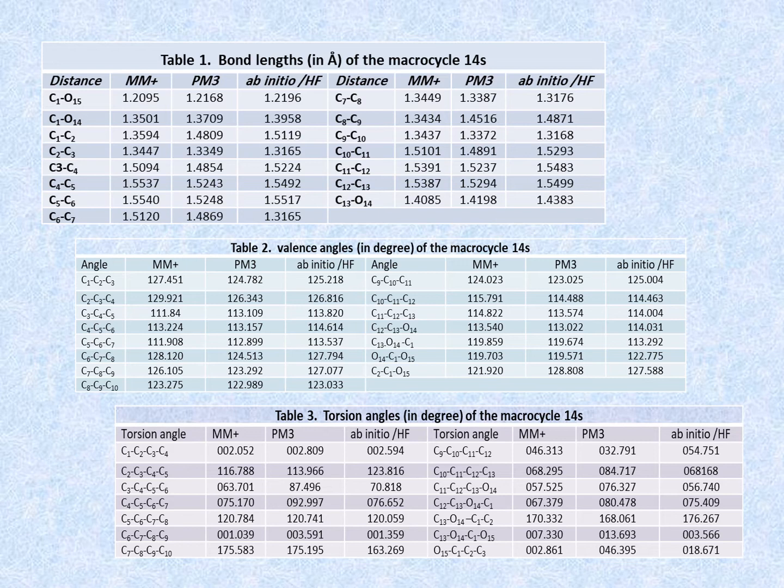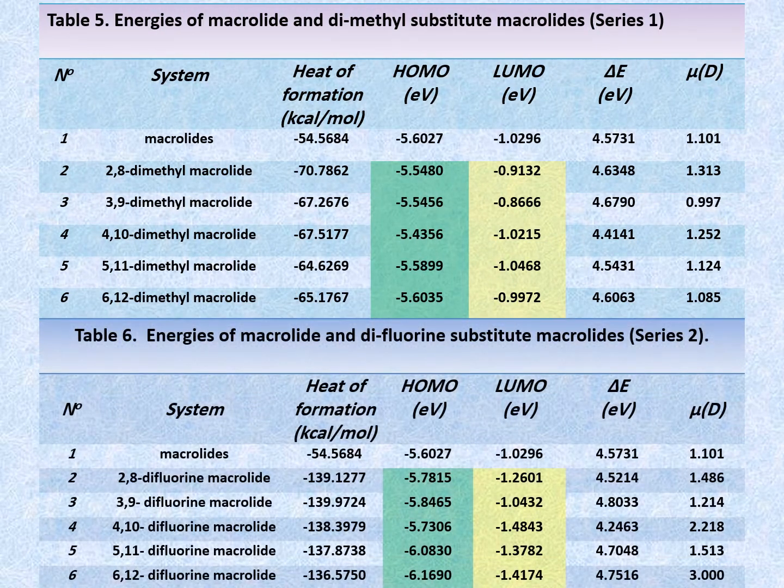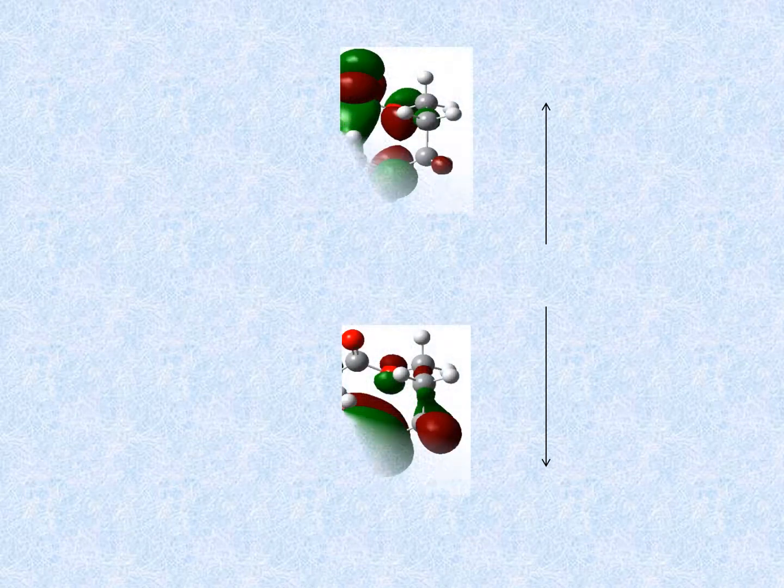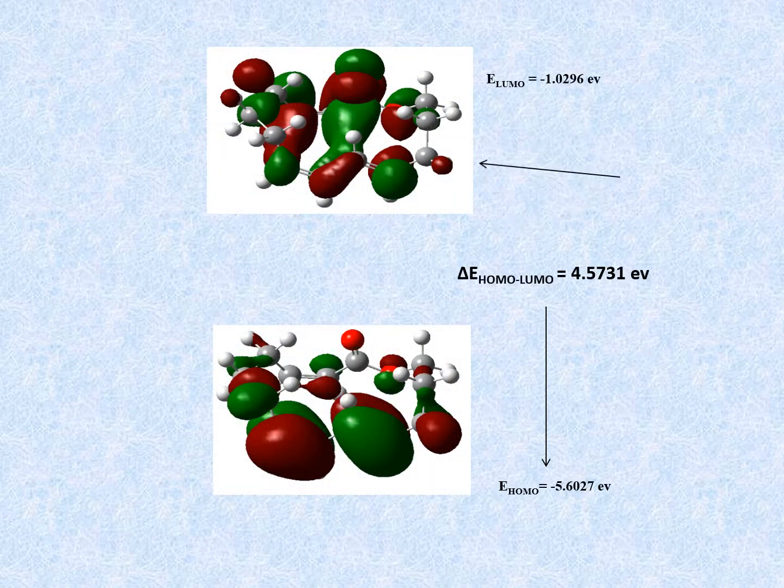The bond lengths, the valence angles and the torsion angles are studied with different quantum methods. The effects of donor and acceptor substituents on the basis molecule are presented in these tables. This figure presents the HOMO and the LUMO calculated on the basis molecule.